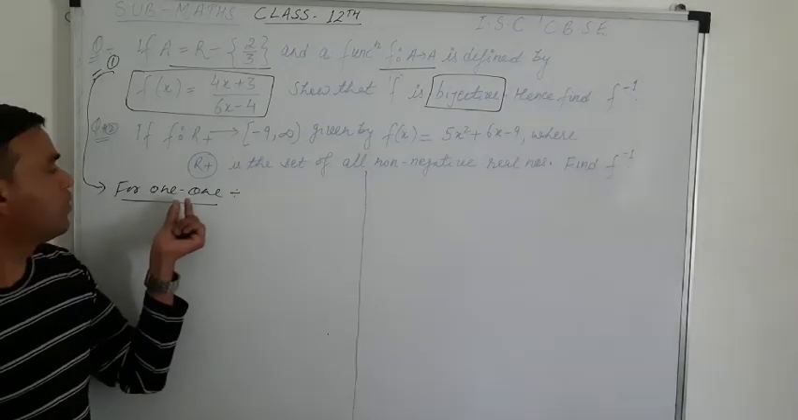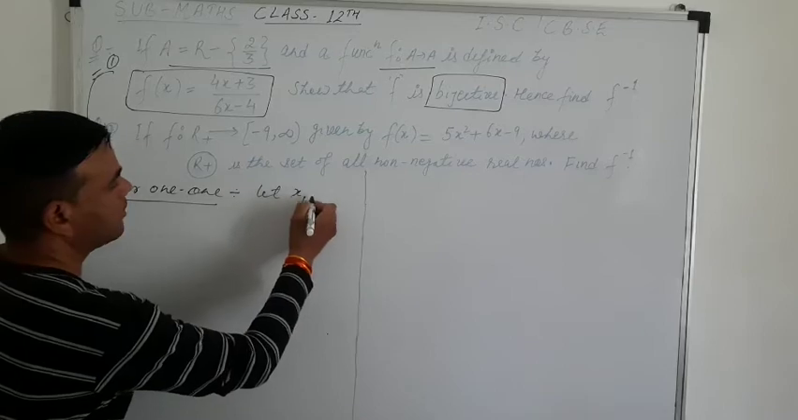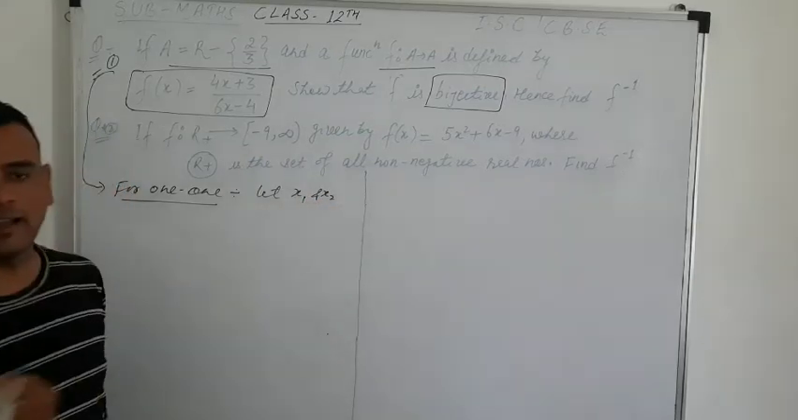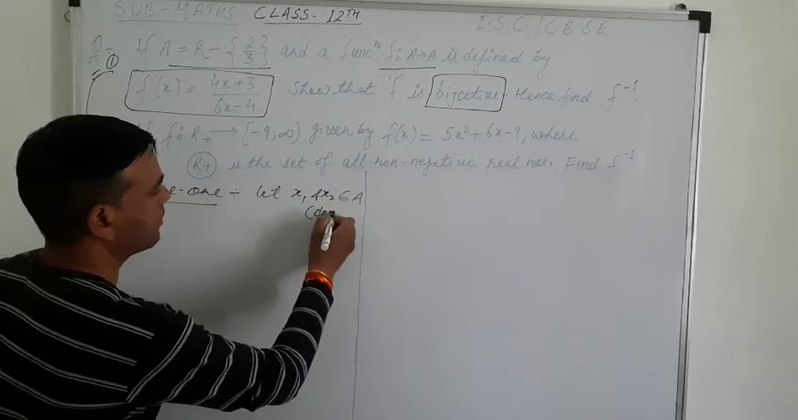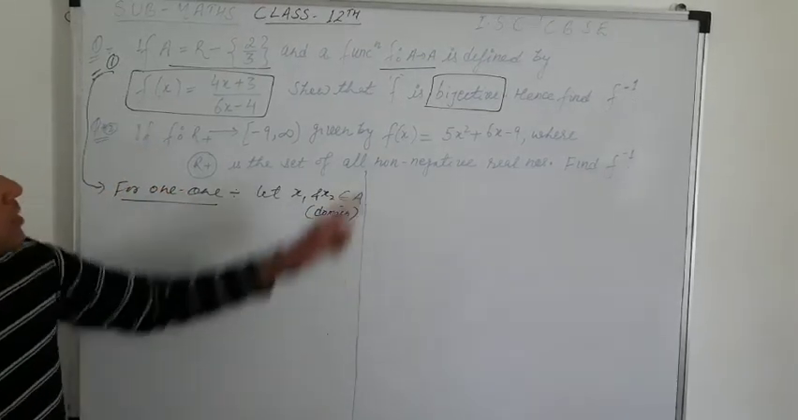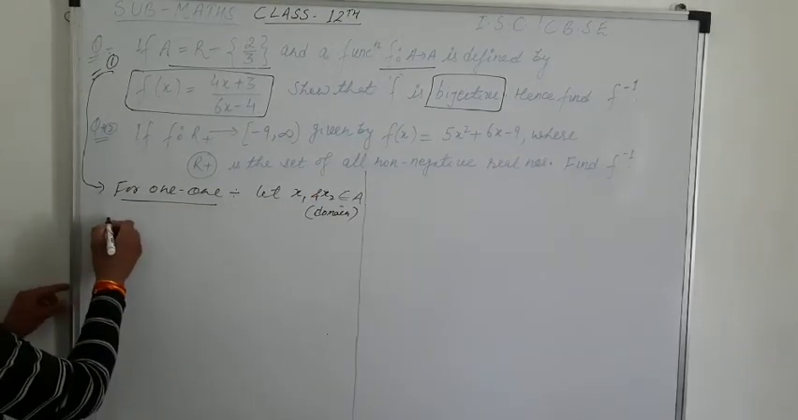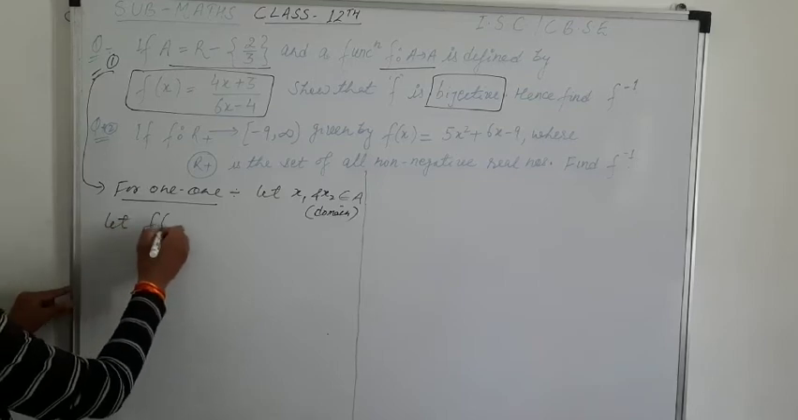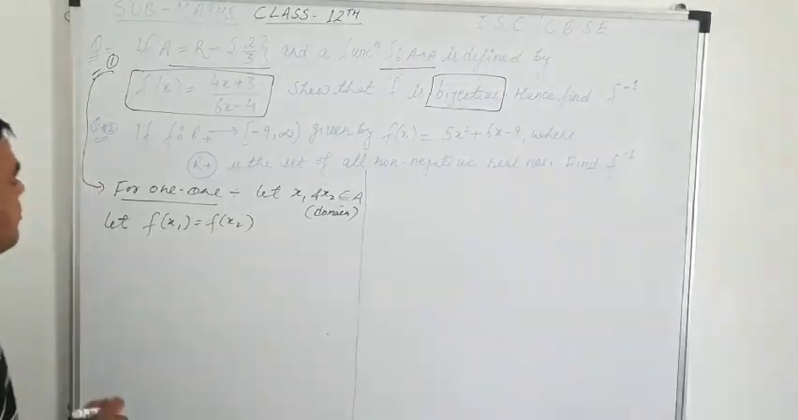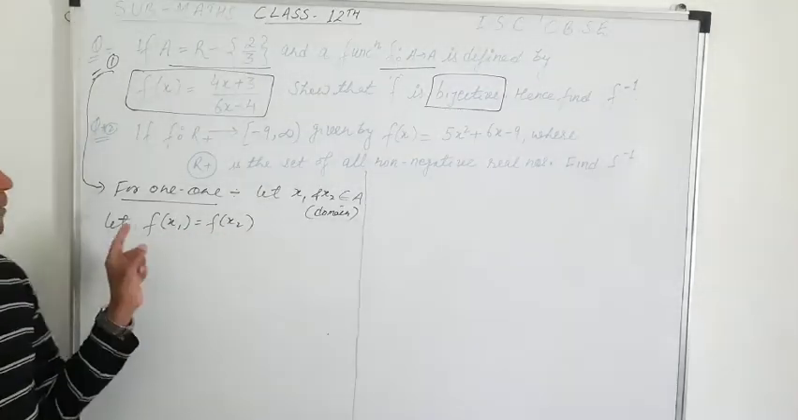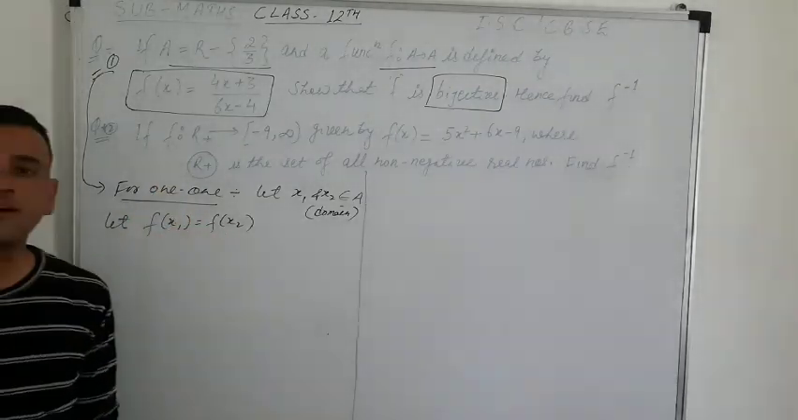So for proving that this function is one-one, let x1 and x2 be two elements belonging to set A, that is the domain of this function. Let f(x1) is equal to f(x2). Then we have to prove that if this happens, x1 must be equal to x2, and in that condition this function will be one-one.